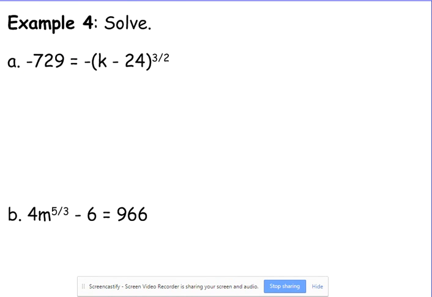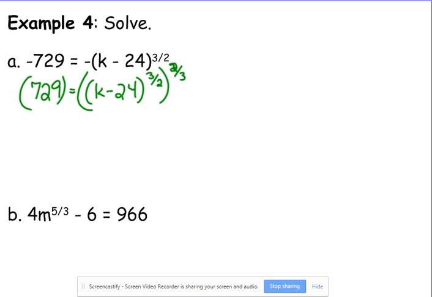So with that first one, what's the first thing that we need to do? Divide by -1. Get rid of that negative in front of the parentheses. So we divide by -1, that makes it positive 729. Okay, to the 3/2. So we are going to raise both sides to the reciprocal power to the 2/3.